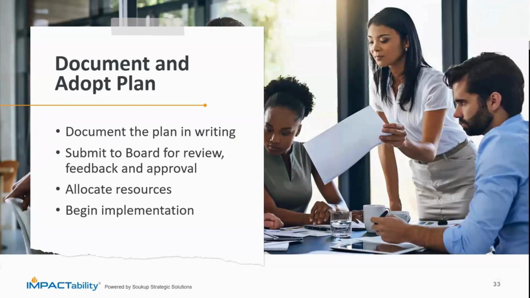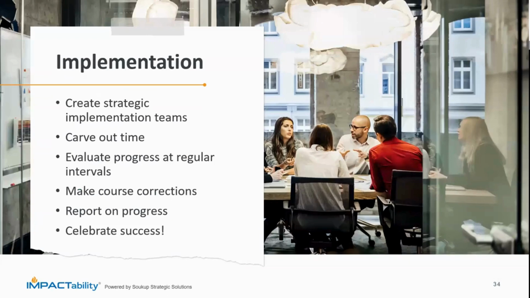So as I mentioned, you document and adopt the plan. A big piece of that is once the plan has been adopted, then the board can allocate resources to achieve that plan. So it helps for decision making in budgeting. And then you begin your implementation. You're going to create strategic implementation teams. That might be committees of the board. It could be small teams within the staff, or even staff and volunteers. But you're going to assign work to people according to those action plans that you're developing.